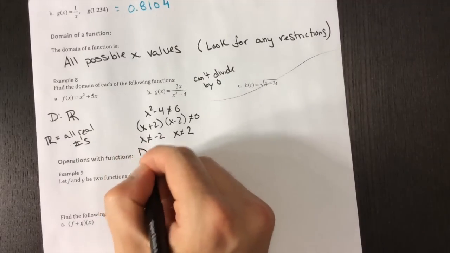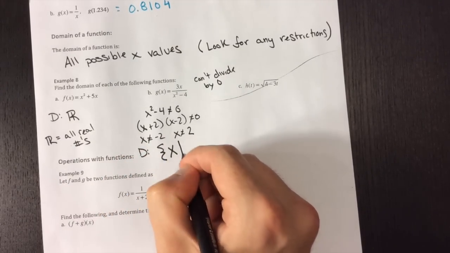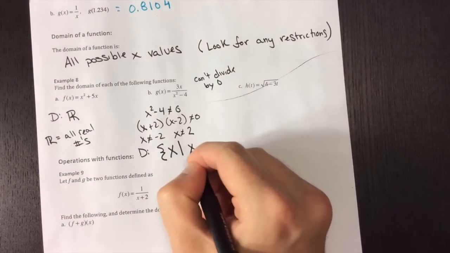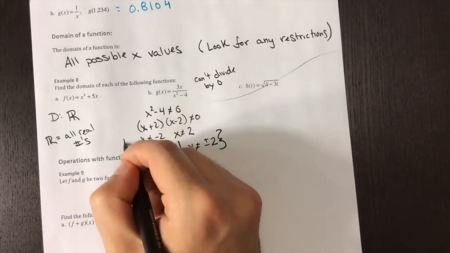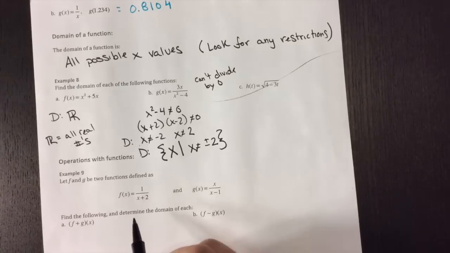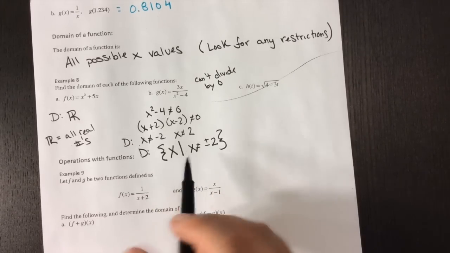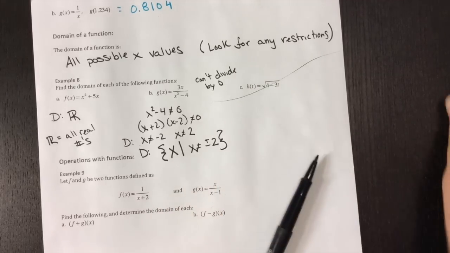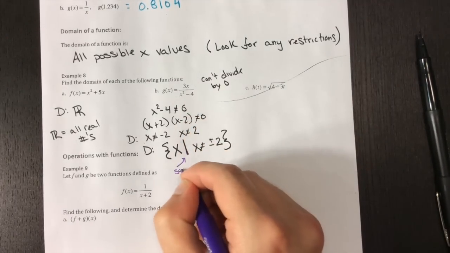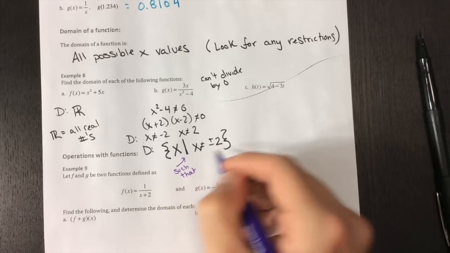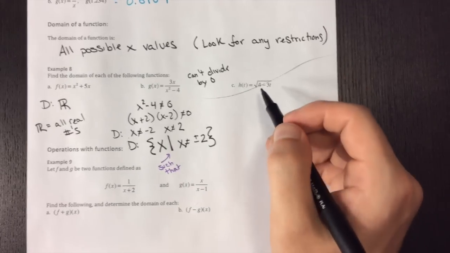So the way we would write the domain for this function would be the set of all numbers x such that x is not equal to plus or minus 2. Either way, we can write the domain like this, or you'll see sometimes in the book that they write the domain like this. These braces again mean sets, and I've added one new symbol. This vertical line right here means such that x cannot equal plus or minus 2.